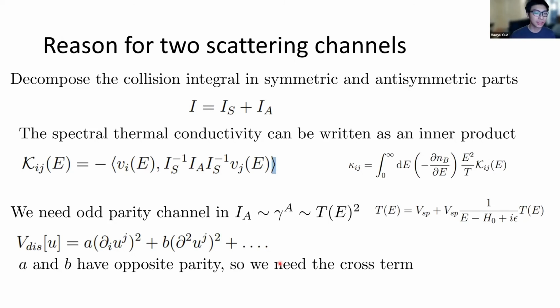Right, let me try to sketch why the parity symmetry implies that we need two scattering channels. The proof is kind of complicated, but I'll try to sketch it. We can decompose the collision integral in the Boltzmann equation into the symmetric part and the anti-symmetric part. The time reversal symmetry gradient is only in this anti-symmetric part. Then the thermal Hall effect can be written as some kind of matrix element of the operator I inverse. And then you expand it to first order in I_A, and the leading contribution is the following term.